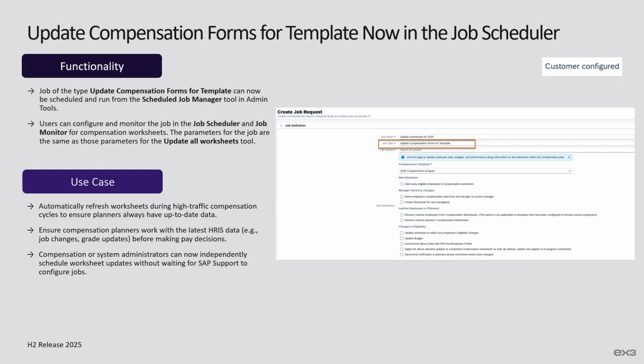This will ensure that when you are doing the planning, the planners get the latest HRIS data, for example, if there is any change in the job or any change on the grade. So before they make any decision, all of those changes will be automatically updated, and this can be maintained, which means you can create, update, or delete this from the job scheduler itself.